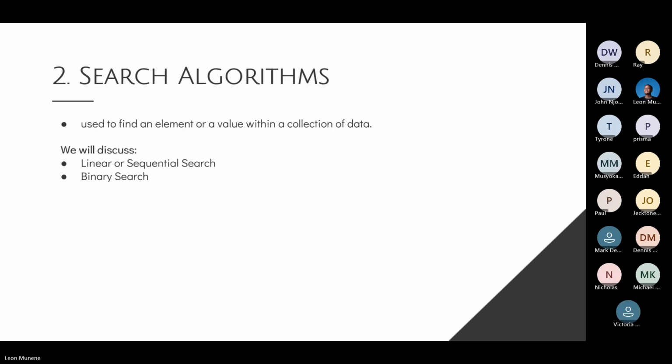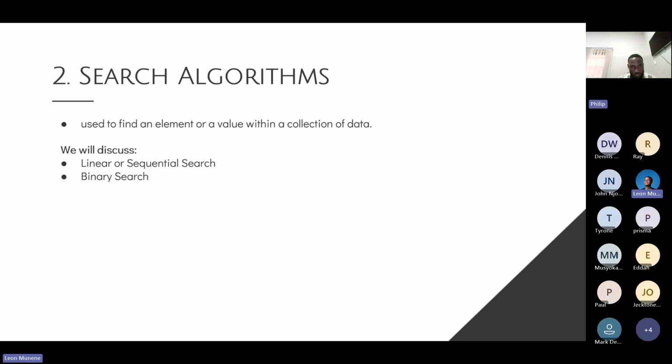So you have said that in this class we're going to cover search algorithms. Search is for finding an element or a value within a collection of data. Here we're only going to discuss two such algorithms. Don't worry, we have very many such algorithms out there, maybe not hundreds, but very many.